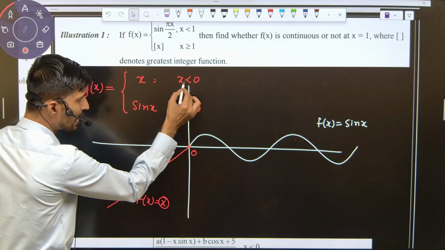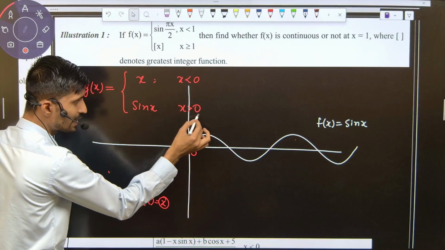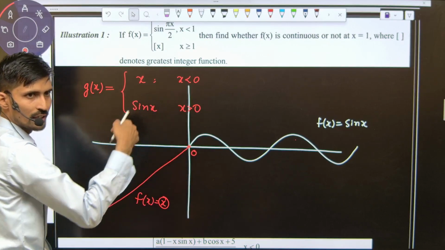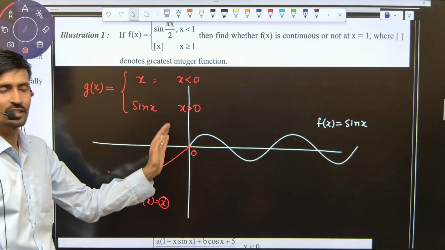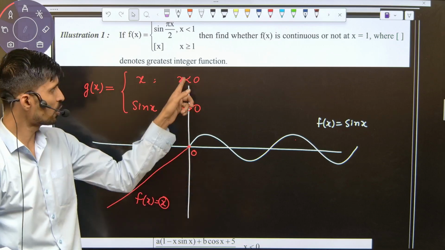This point here I have written x less than 0, x greater than 0. Still 0 I haven't counted. Where is 0? Less than 0 means minus infinity to 0. Greater than 0 means 0 to infinity. 0 is not mentioned here.